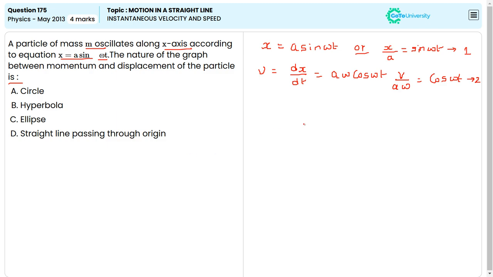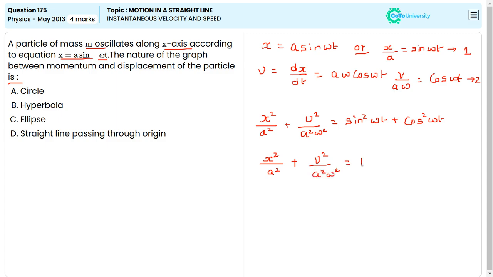Then squaring and adding 1 and 2, we get x square divided by a square plus v square divided by a square omega square is equal to sine square omega t plus cos square omega t. Sine square omega t plus cos square omega t is equal to 1. We know that value. That is x square divided by a square plus v square divided by a square omega square is equal to 1.